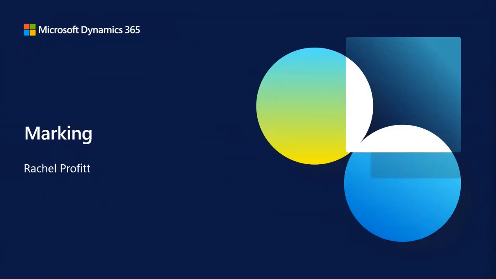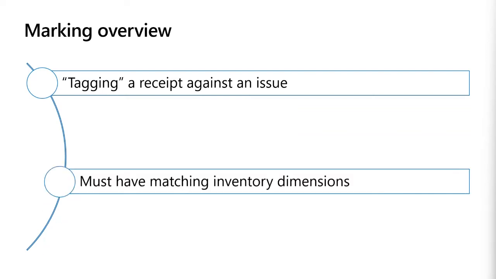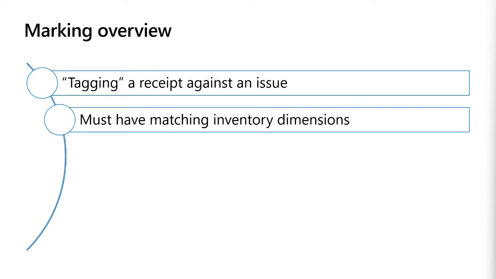Thanks, Anne. Let's dig in and take a look at how marking affects the cost prices in periodic costing models. Marking is a process of tagging a receipt against an issue. There are many scenarios where this happens automatically, such as direct deliveries or intercompany orders, but to make a match, the inventory dimensions must match on both transactions in order to mark two transactions together. For example, they must have the same size, color, style, site, warehouse, and so on.